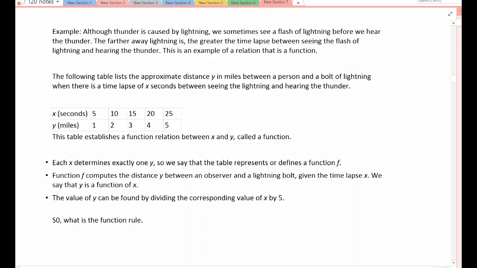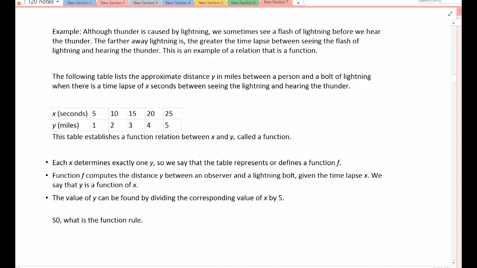My x value is my time in seconds, so we counted 5 seconds represents 1 mile. So if you count 5 seconds between the lightning and the thunder, 1 mile away. 10 seconds, 2 miles away. 15 seconds, 3 miles away. 20 seconds, 4 miles away. 25 seconds, 5 miles away. And so the table established a function relationship between x and y.